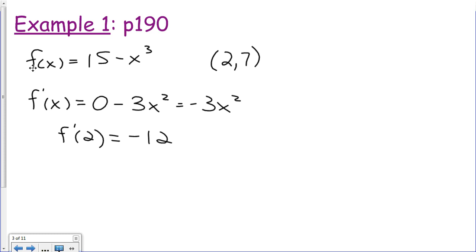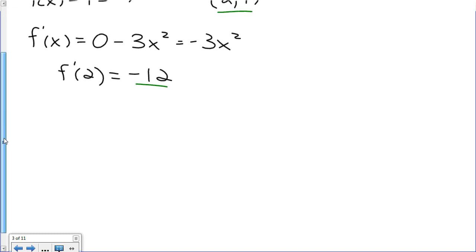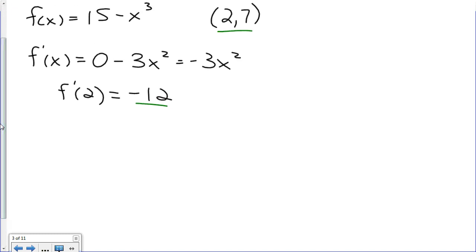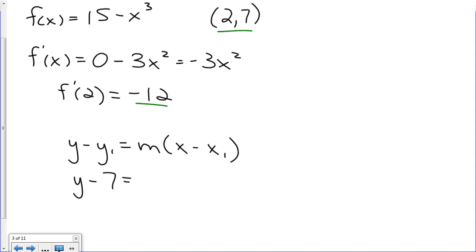So we've got the information that we need. I needed to know a point, and I needed to know the slope. Once I know those two things, I can use my point-slope formula to come up with the equation of the tangent line. So y minus y1 is equal to m times x minus x1, and just plug in the values that we have here. So y1 is the 7, m is the negative 12, and x1 is the 2.